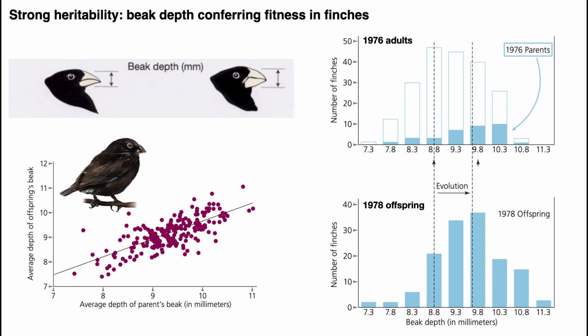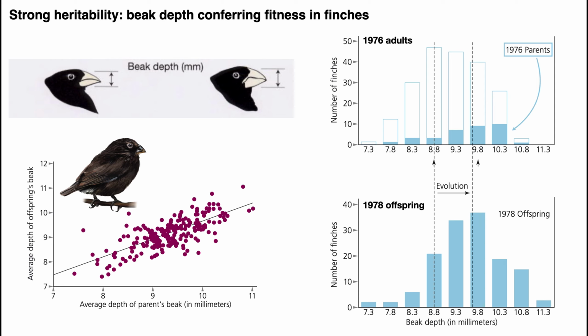For example, in this population of Galapagos finches, we can compare the average depth of the parent's beak with the average depth of the offspring's beak. The positive slope on this regression shows that overall, parents with deeper beaks also have offspring with deeper beaks. This might seem like kind of a random trait, but beak depth is related to feeding behavior and the size of the food items that can be cracked by the bird.